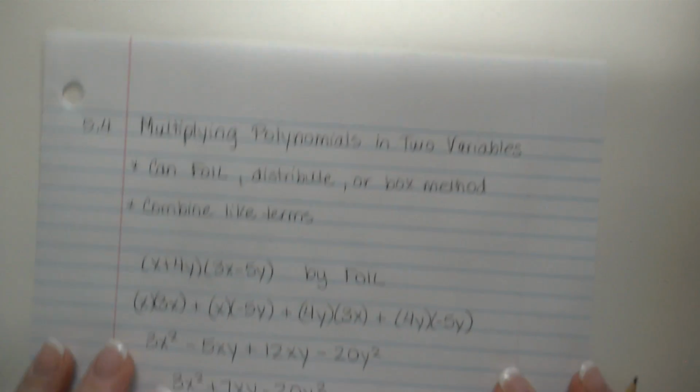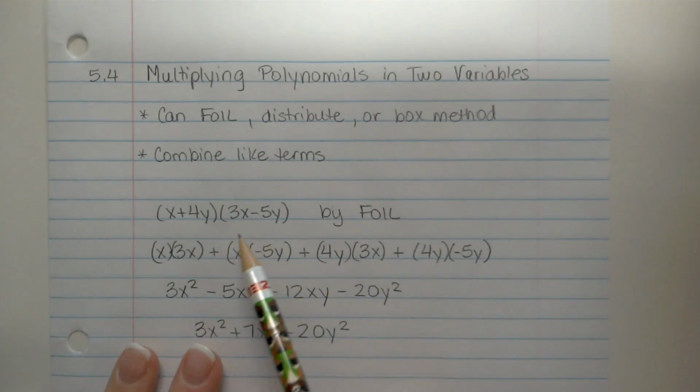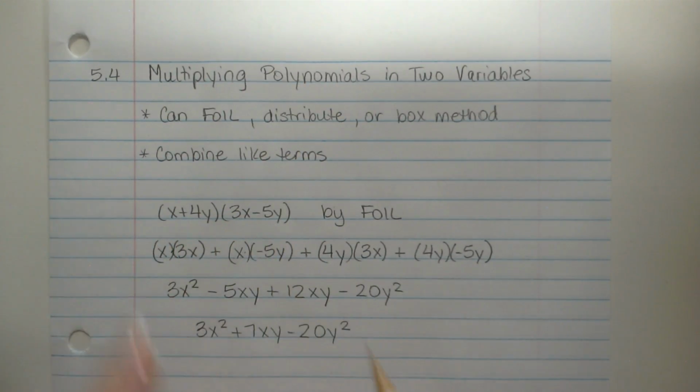All right, last part of this section, multiplying polynomials in 2 variables. Again, you can use FOIL like we did before. You can distribute or the box method, whatever you want to do. You just need to combine your like terms when you're done. All right, so here we go. We've got x's and y's all mixed together.